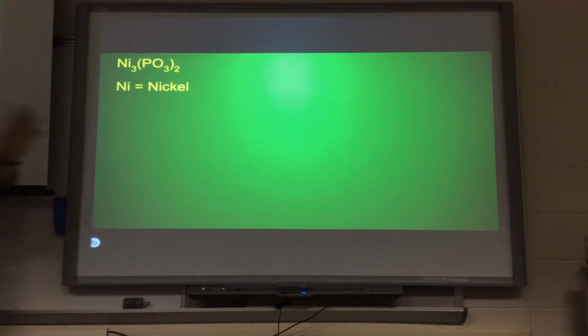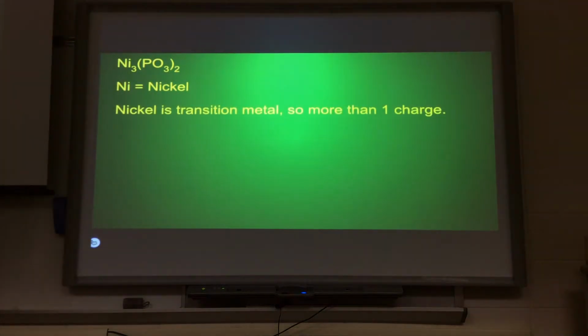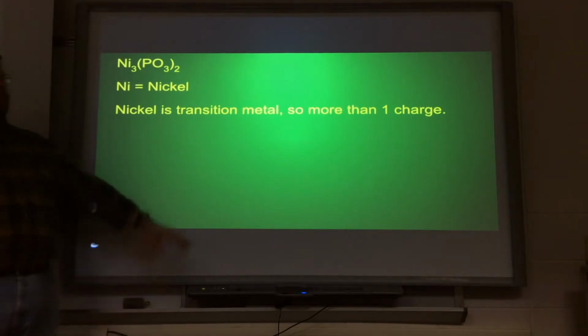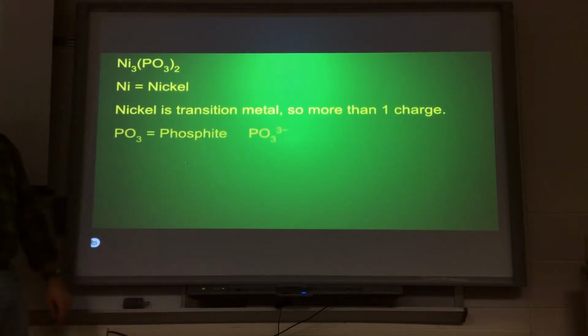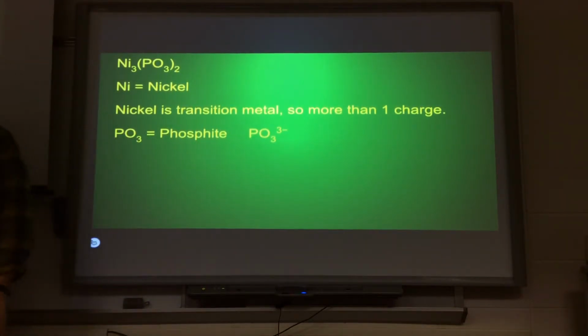So first of all, we got to look at the cation. We got nickel. Nickel's hanging out here. But nickel's one of those transition metals. Those ones can have more than one charge, unless it's silver, cadmium, or zinc. Or some other ones too, like yttrium. All right, so we know we got phosphite, so it's going to be PO3 with a 3- charge.